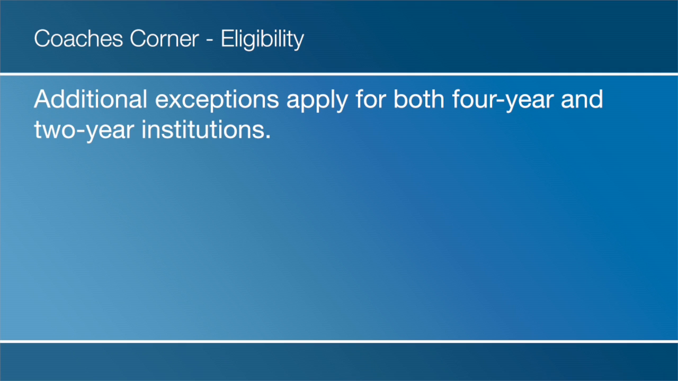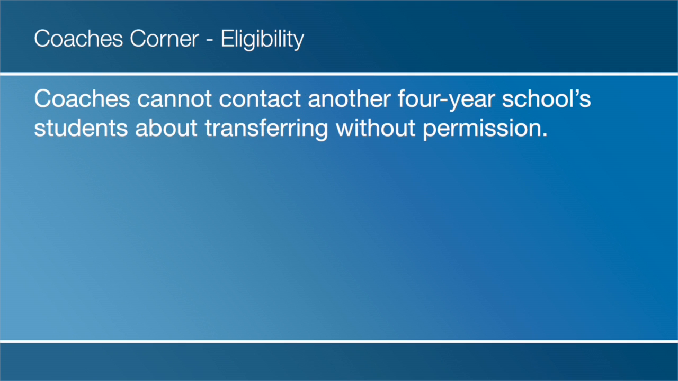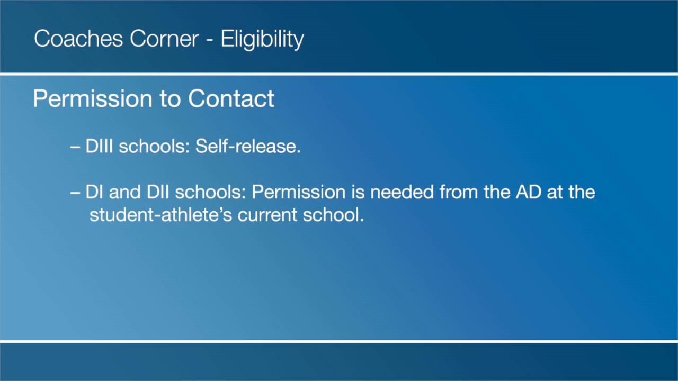your situation is different. As a coach, the other thing you need to be aware of is that you cannot contact students enrolled in another four-year institution about transferring without first getting permission. So if you know of a student who is interested in transferring to your institution, what should you do? At that point, you want to make sure you have permission to speak with that student athlete to talk about a potential transfer. If it's another Division III student athlete and they're coming from a Division III institution to your institution, then all you need to do is to have them fill out the self-release form on the NCAA webpage.